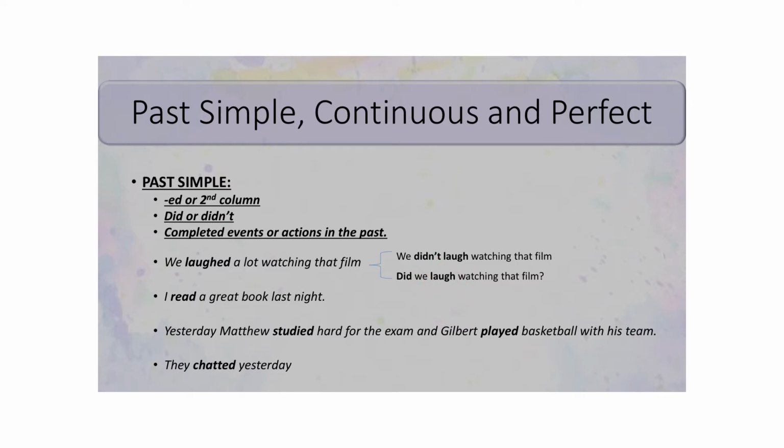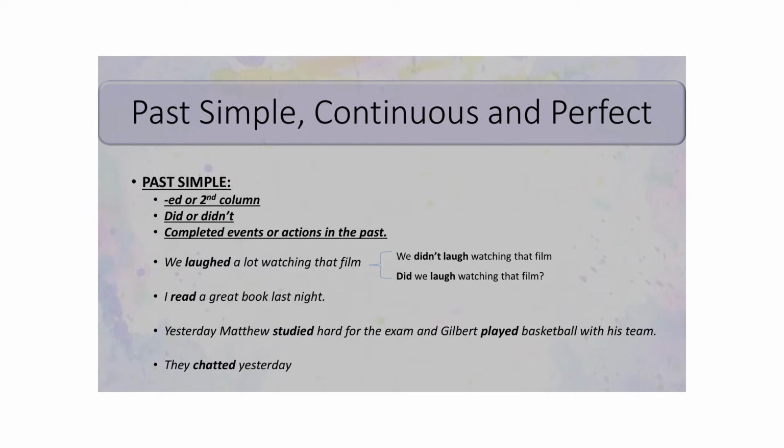What happens with the irregular verbs? As you can see here, I read a great book last night. If we use the verb to read, we have to use the second column. Remember that it was read, read, read. But if you want to write it, it is the same. But if we were to use the verb break, for example, we would use broke. I broke a window last night, for example. Rompí una ventana anoche.